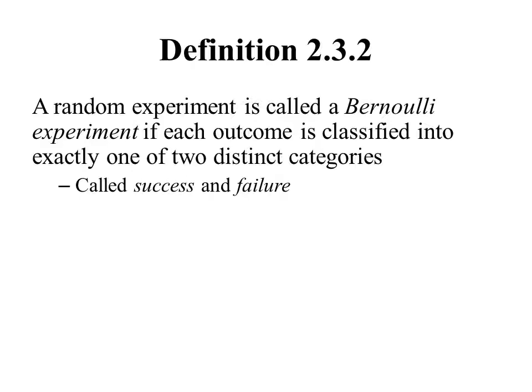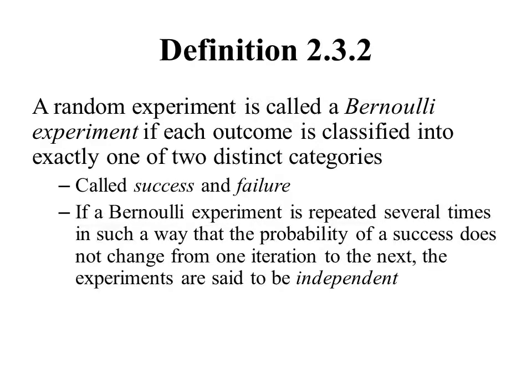Now these two categories are commonly called success and failure. Success does not necessarily mean that something good happened, nor does failure mean that something bad happened. Success is a generic term for meaning that we observed whatever it is we're interested in. Now, continuing on with this definition, if a Bernoulli experiment is repeated several times, so we do it over and over again, in such a way that the probability of a success does not change from one iteration to the next, the experiments are said to be independent.